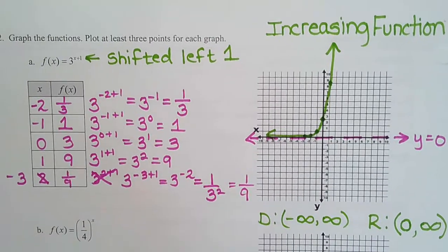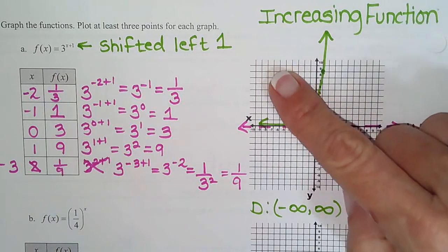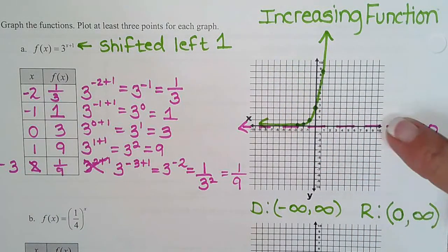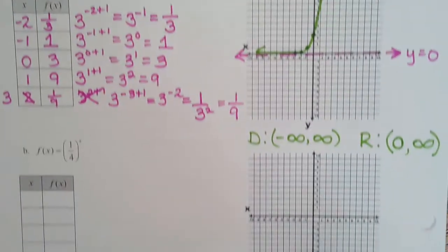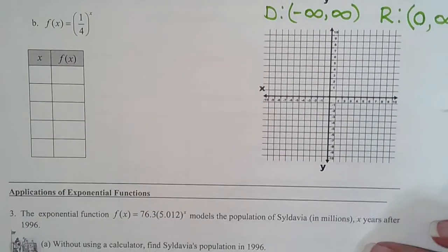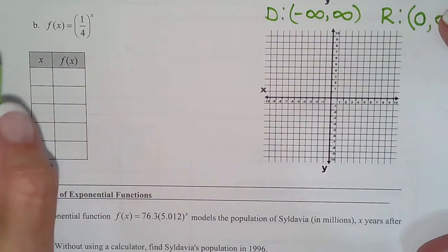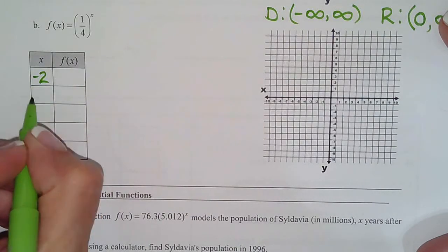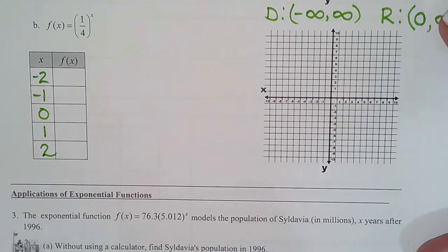Okay, ready to try a fractional base? And remember, we already know what it's going to look like. It's a decreasing function, so it's going to look like this. And there's no shifting, nothing added to the x, nothing added out here, so it's just a mother function with a base of 1/4. Okay, so let's go ahead and fill out our table. Like I said, I always start with the basic table, and then later if I see it doesn't work, then I replace it.